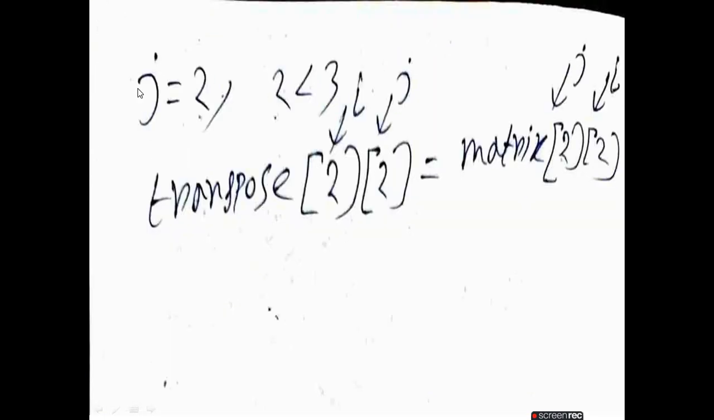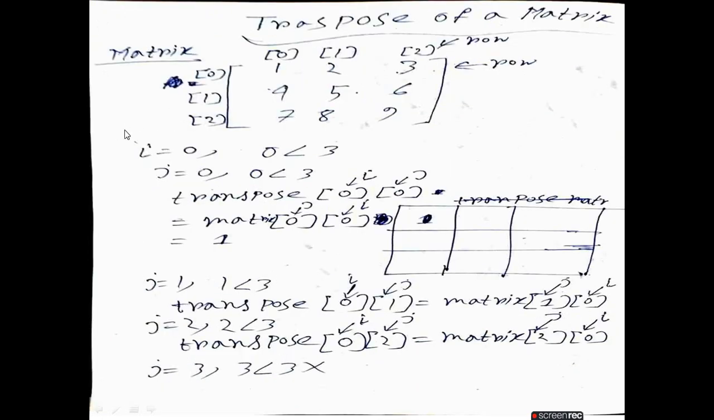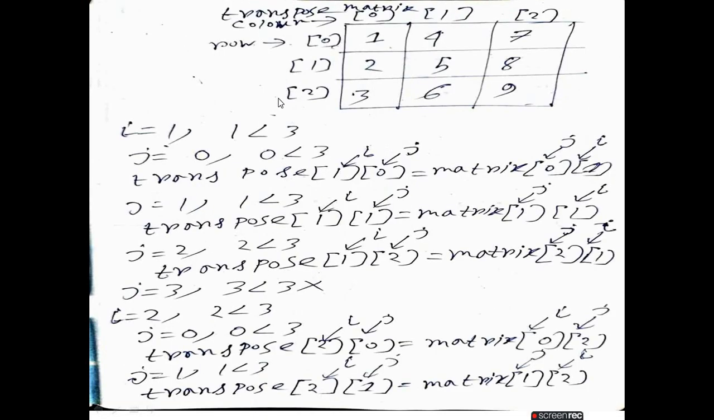Again, increment J. J becomes 2 now. 2 is less than 3. Yes. Transpose of I means 2, J means 2. Matrix of J 2, I 2, what is the value of matrix of row 2, column 2? 9. So this 9 is successfully inserted on the transpose of 2, 2. This row 2, column 2. This 9 is successfully inserted. This is our final transpose matrix after tracing. Okay.